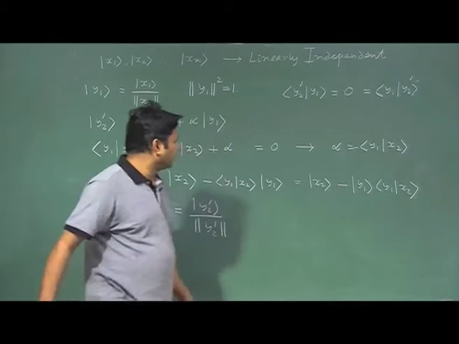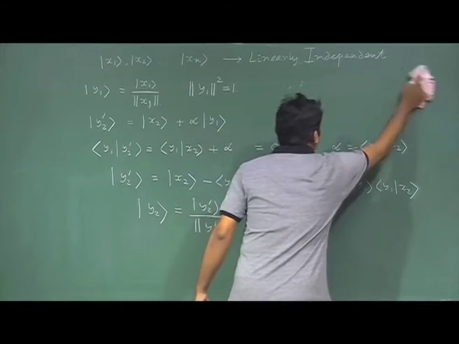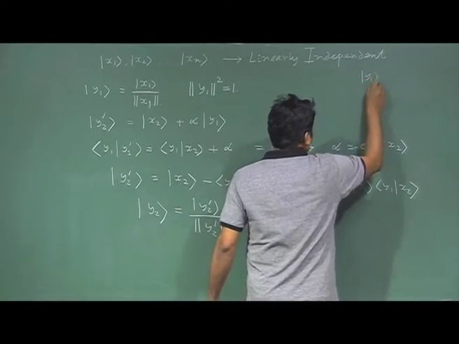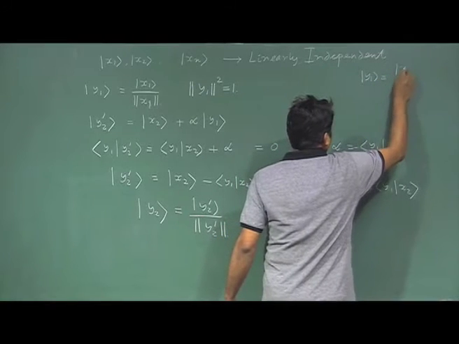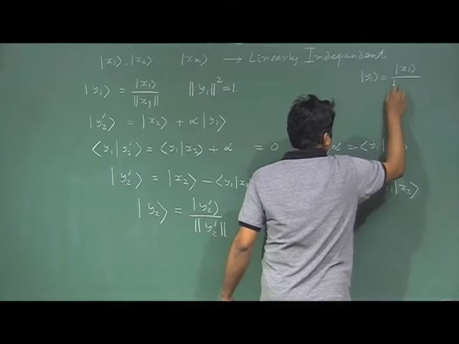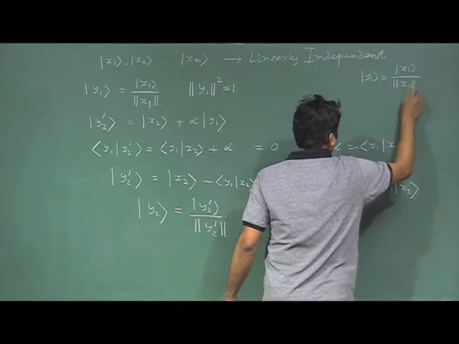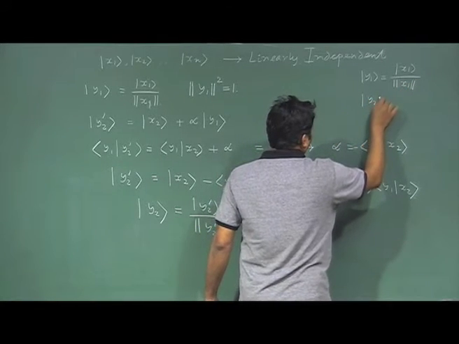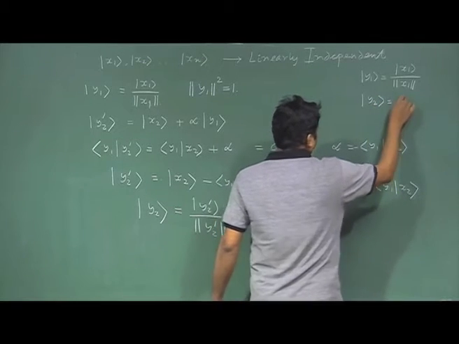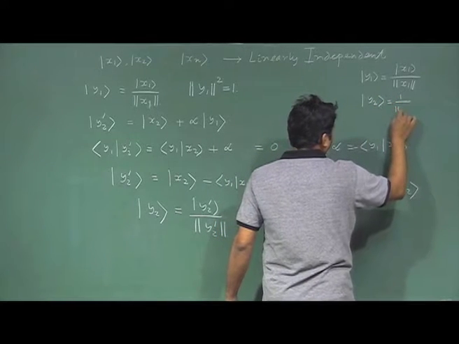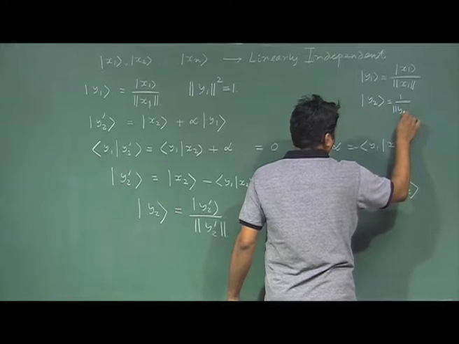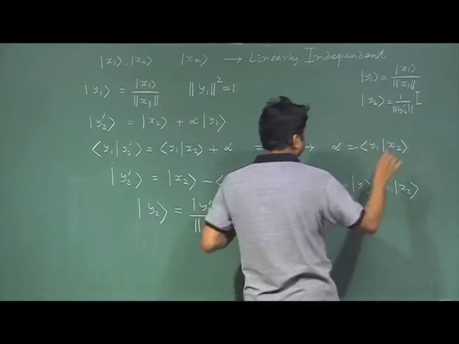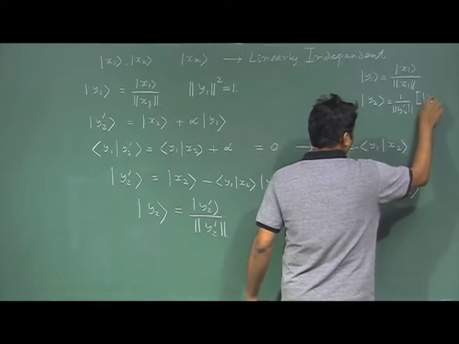So, let me write somewhere the value I am getting. My y1 I am getting like this, and my y2 is 1 divided by the norm of y2 prime, multiplied by this quantity, which is nothing but y2 prime.